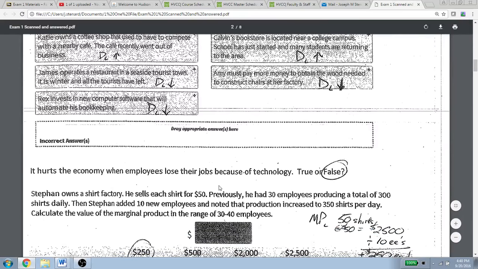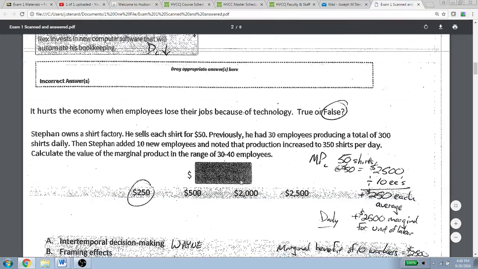It hurts the economy when employees lose their jobs because of technology. False. Only Luddites believe that.